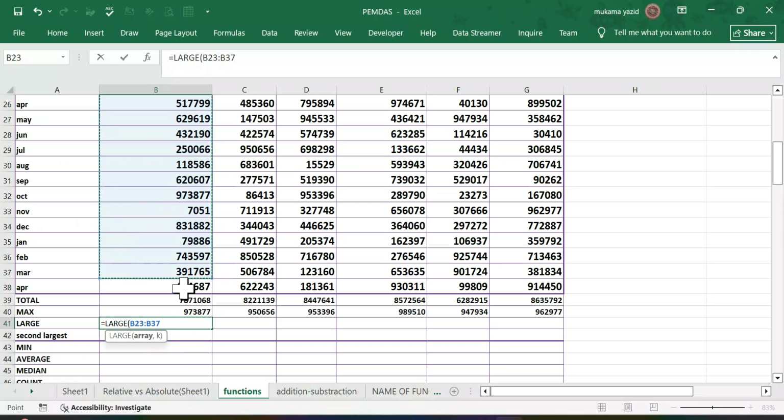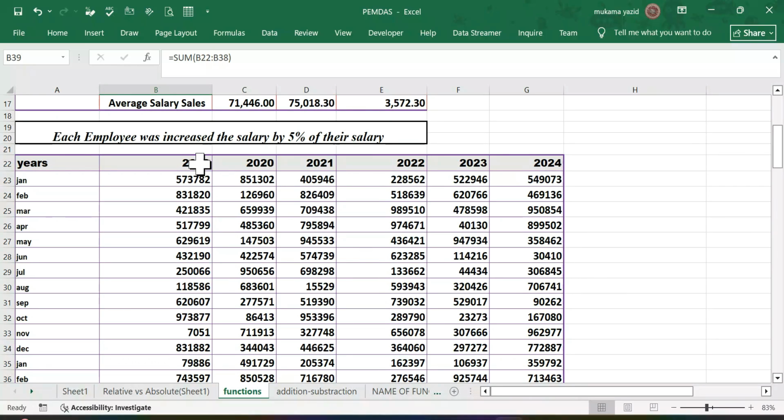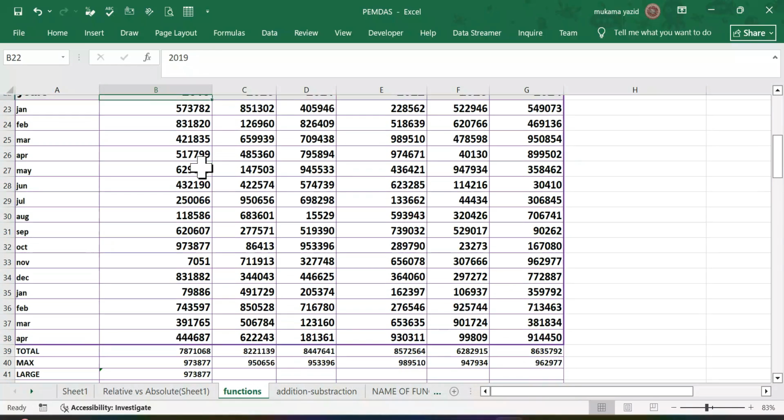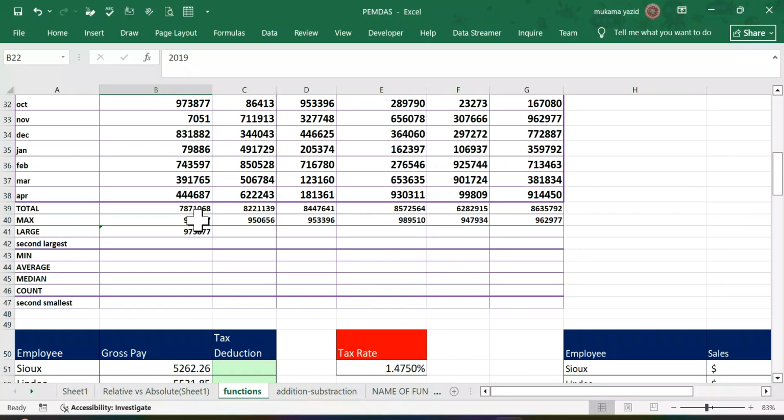Up to May. Okay, from there, comma, then 1, because we want the largest. We press enter. Oh, this is what we are getting, I think 22. Oh, they have included this one, which is not required. So I will begin with 21.